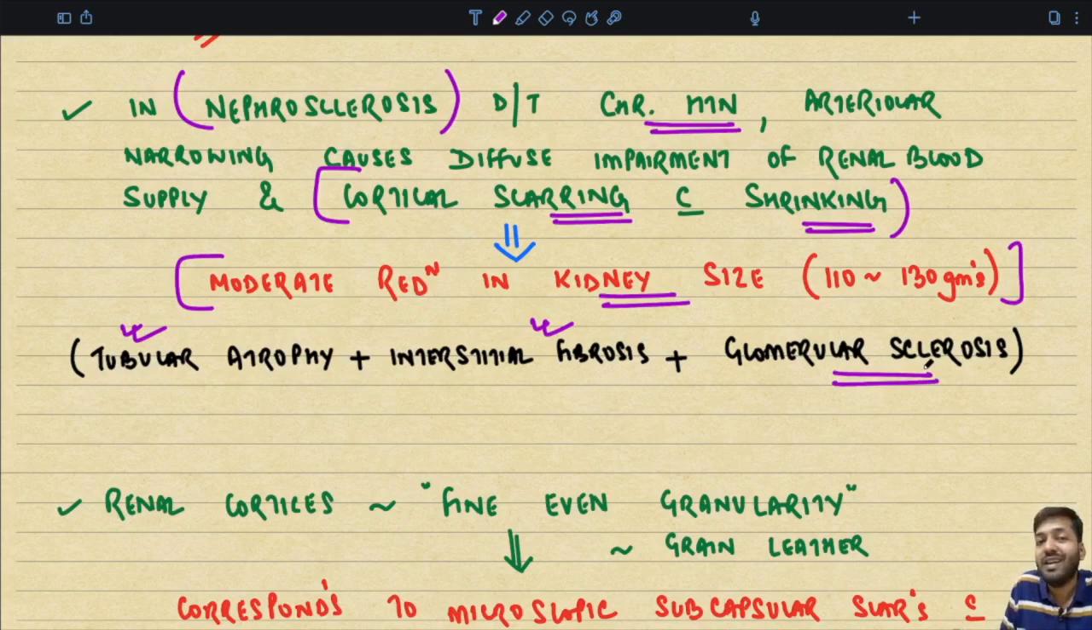So there is complete renal scarring and reduction in the kidney size, and there is a bilateral reduction in the size of the kidney. So this is very important. Long-standing hypertension causes moderate reduction in the kidney size owing to nephrosclerosis.